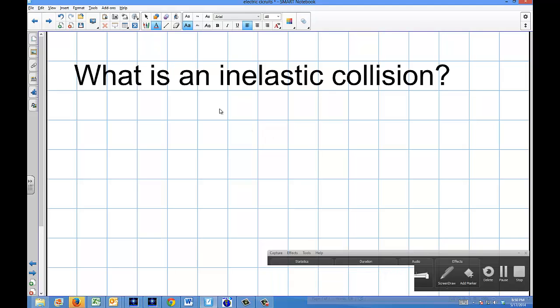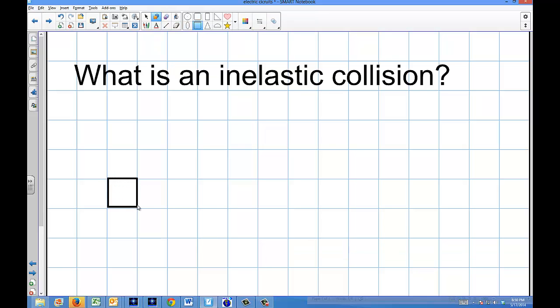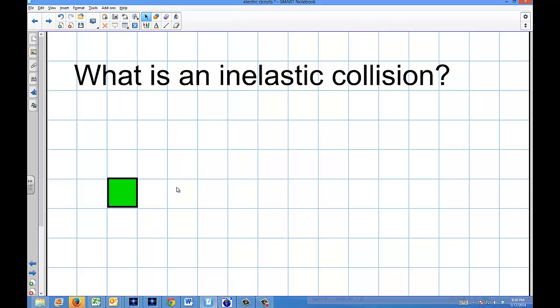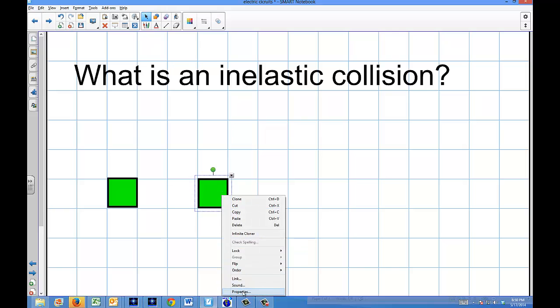Okay, this video is dealing with what is an inelastic collision. What is an inelastic collision? An inelastic collision is basically when two objects collide and they stick together, and they move off together. They will move off with a slower speed if they combine, and they'll stick.